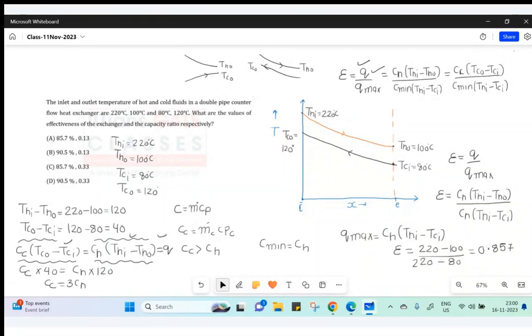Clear? Not understood, clear? Sir. Understood, sir. Both are same only. I smartly use that thing. Okay. What is heat capacity ratio?